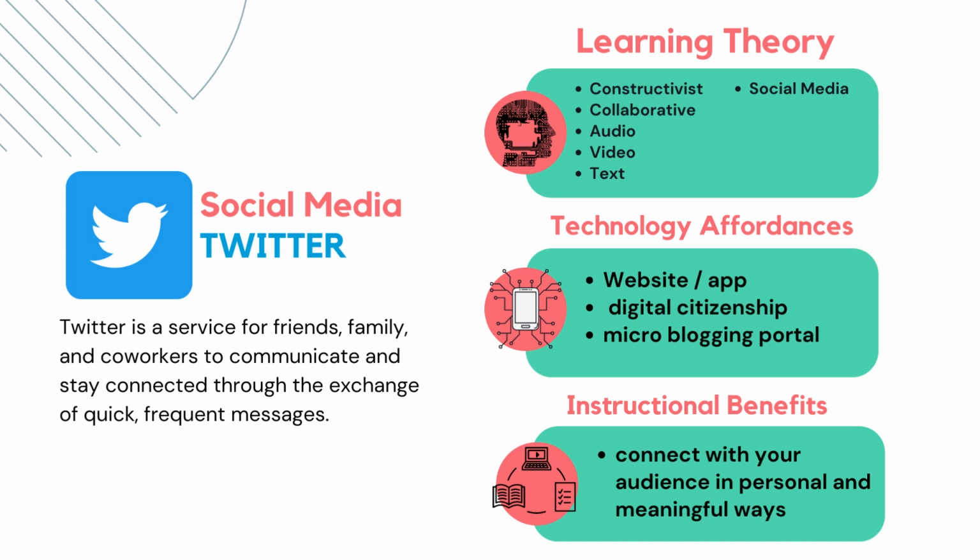It allows learners to create an environment where people can interact with each other by sharing experiences and knowledge. So everybody can share their own experience and their own knowledge. It uses audio, video, and text, and it is a social media. So the technology affordances of Twitter is that it's a website or an app, so you can use it on your desktop, on your browser, or on your phone.